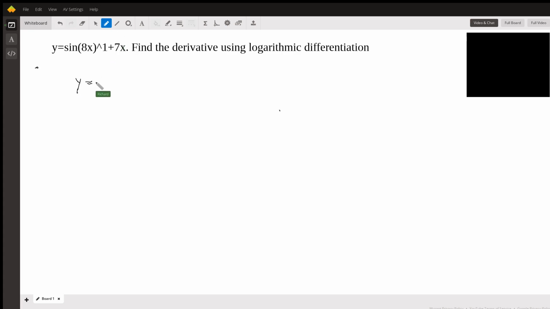So y is equal to sine of 8x, and then this is all being raised, so I'm going to use a square bracket here, to the 1 plus 7x power. That's kind of hard to do.